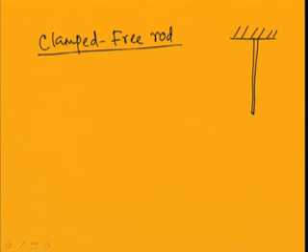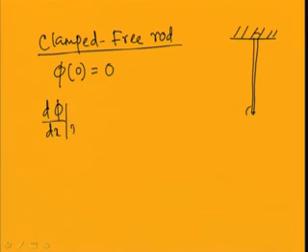In this case the boundary conditions are, at the fixed end displacement will be equal to 0, and at the free end the stress will be equal to 0. Already we have seen that stress equal to 0 can be written at the free end as d phi by dx equal to 0, and at the fixed end phi equal to 0. So, our boundary conditions will be phi 0 equal to 0 and d phi by dx at x equal to L will be equal to 0.